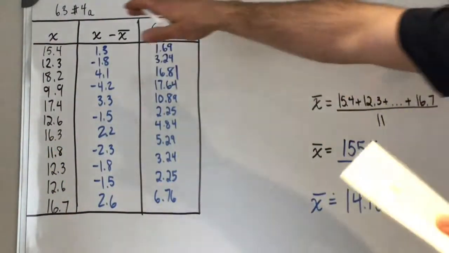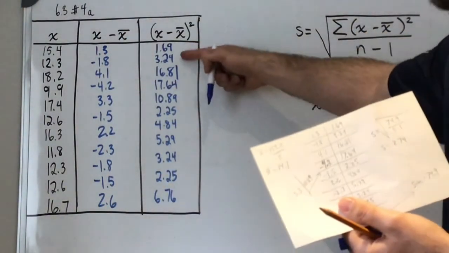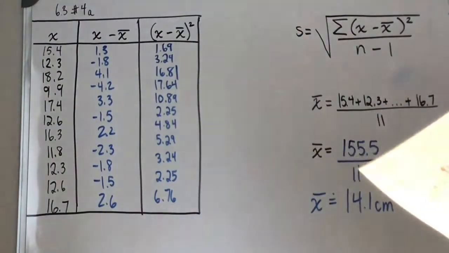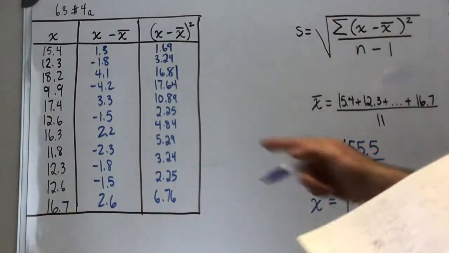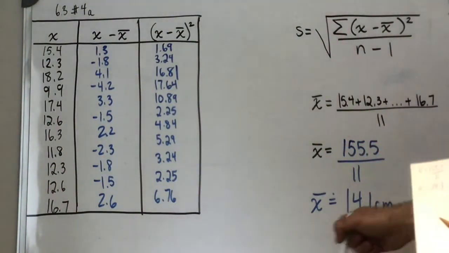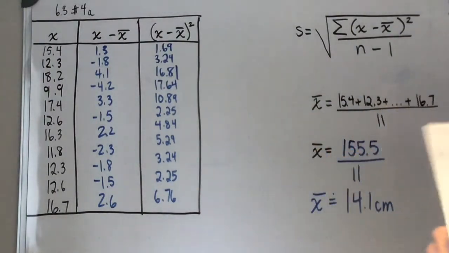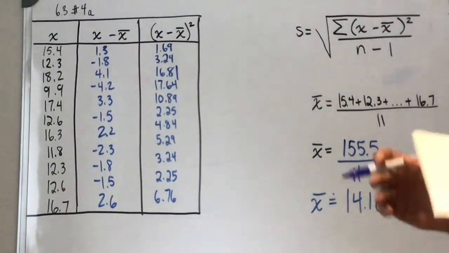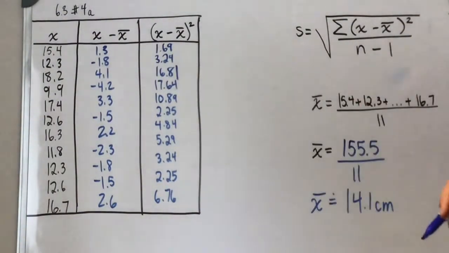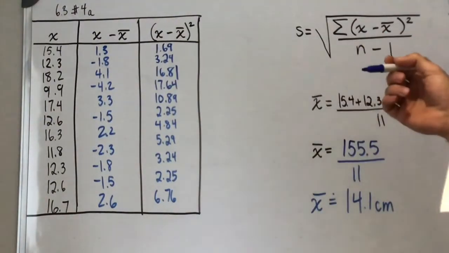Okay, so after squaring all of these values, basically the larger the value here, the further away the fish length was from our mean length. So this way it doesn't matter if the measurement is above or below the mean. It's just a standard measurement of how far away from the mean it was.